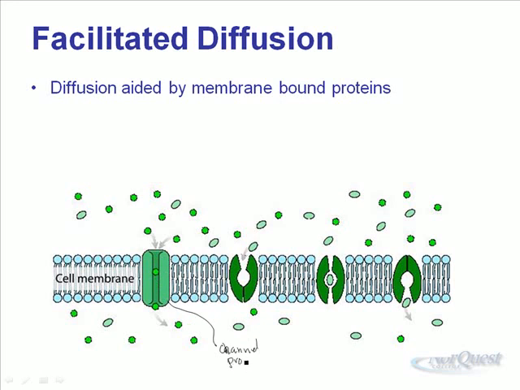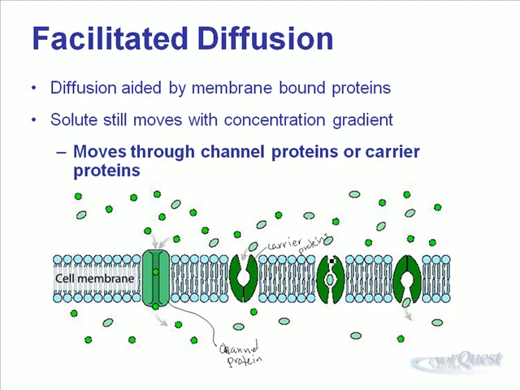There's a channel protein, and really all it is a space that molecules can go through. There are also carrier proteins. Carrier proteins can grab specific molecules and shunt them through the cell membrane.